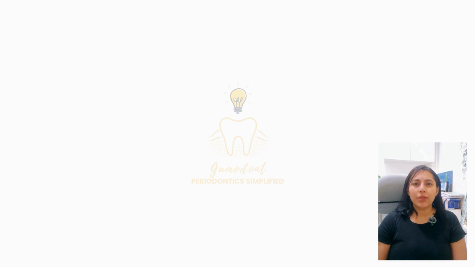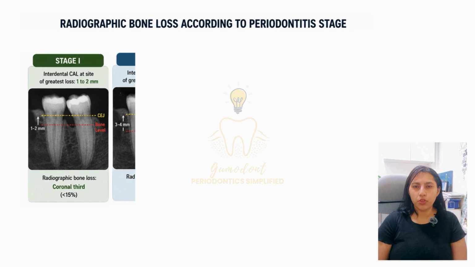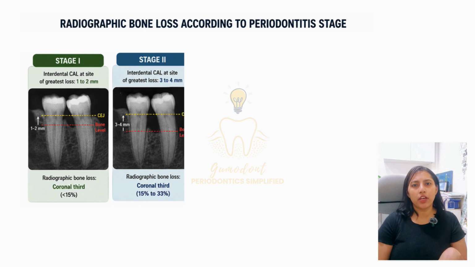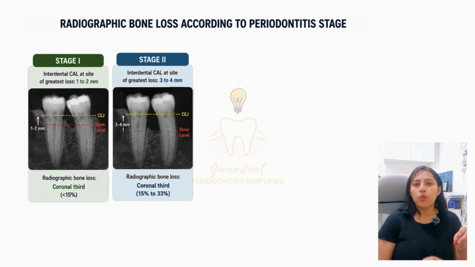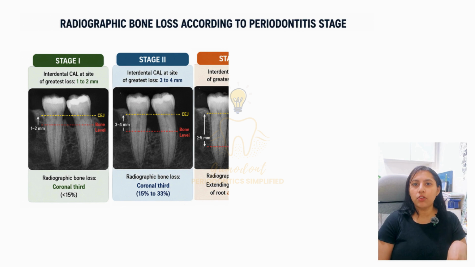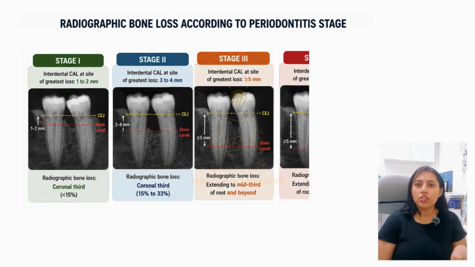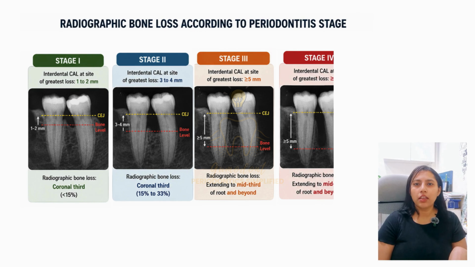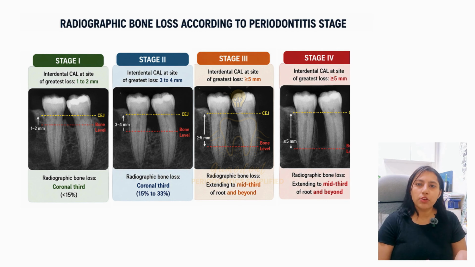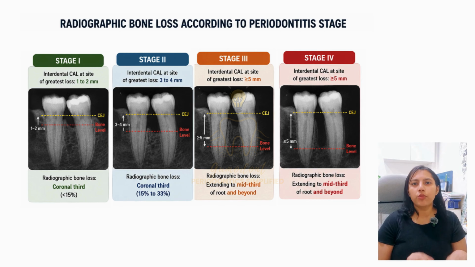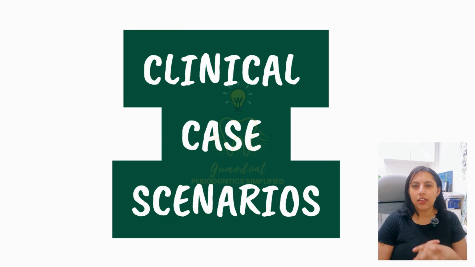So if the bone loss is limited to the coronal 1/3 of the root, it corresponds to stage 1 or stage 2 depending on the extent. Whereas bone loss extending to the middle third of the root and beyond indicates stage 3 or stage 4 disease. Clinically, this is usually estimated using intraoral radiographs and by comparing the level of remaining bone relative to the total root length. Now let us apply this clinically.